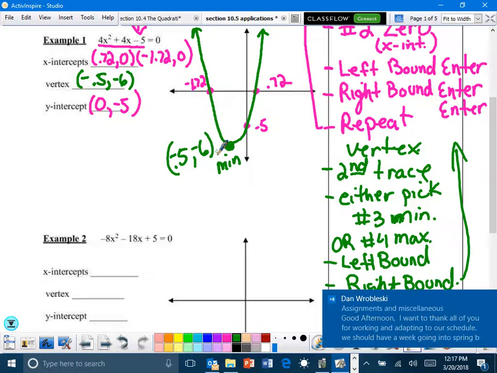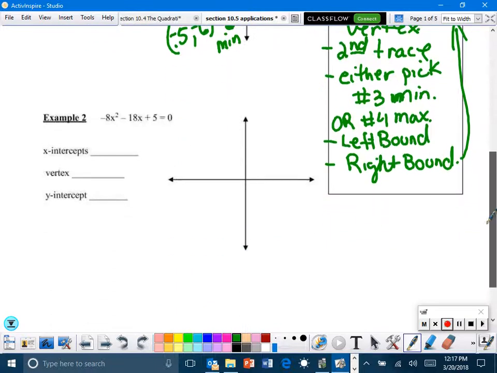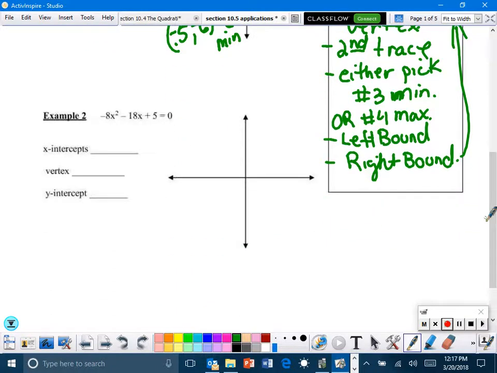All right, moving on. Let's do another one. So I'm going to follow the same steps. Okay, and again, if I'm going too fast, just pause it, rewind it, listen to it again. All right, so first thing I'm going to do is type this into the calculator, and then I'm just going to draw a sketch of the parabola, and then I'm going to find the different parts.